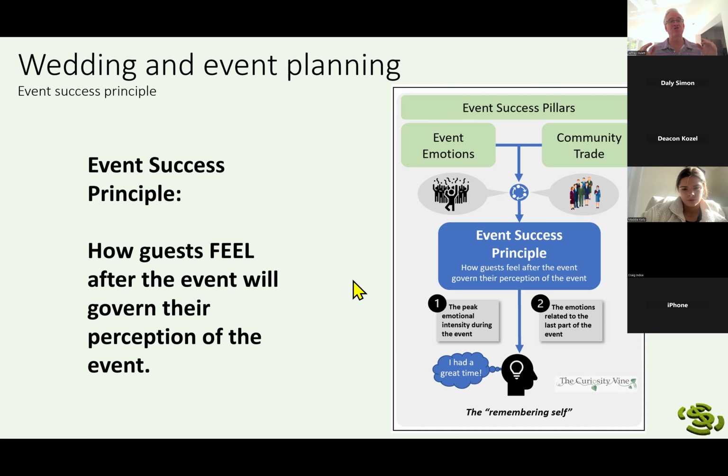But even before you start with the pillars, let's talk about the event success principle, and it's very simple. How guests feel after the event governs their perception of the event. Let me say that again. How guests feel after the event governs their perception of the event. And actually, Nobel laureate Daniel Kahneman did a ton of research around this, what he calls the remembering self, the things that we remember.